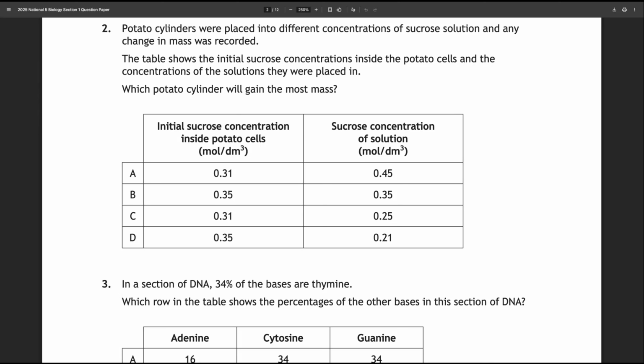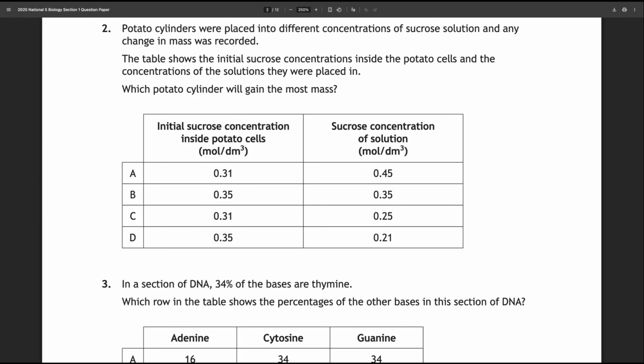So it is actually going to gain mass for C, but the question asks us which potato cylinder will gain the most mass. So if we look at D, we're going to have 0.35 inside, which is 99.65 water, and we're going to have 0.21 outside of the cell, and that's going to be 99.79. So 79 being bigger than 65 means that the water concentration is higher outside, and therefore water is going to move into the cell for D.